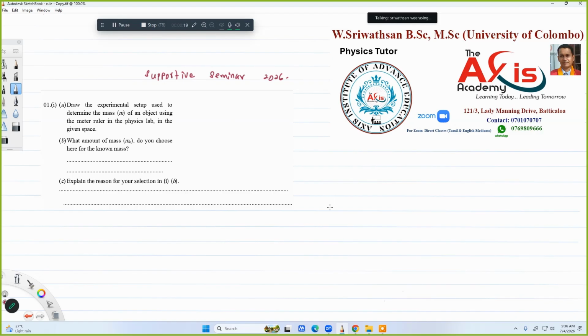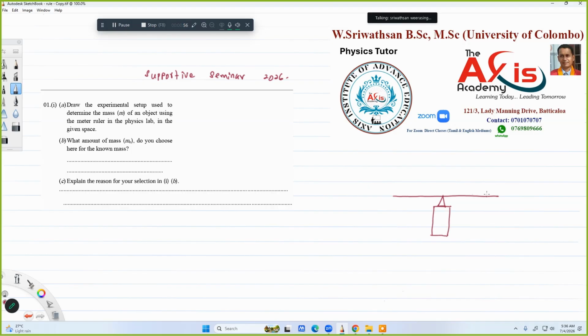As we have expected, this question is based on the principle of moment, isn't it? Draw the experimental setup used to determine the mass of an object using the meter ruler in the physics lab in the space given. That means using the principle of moment, we can determine the unknown mass, right? For that, these are the instruments needed: meter ruler, knife edge, and a wooden block.